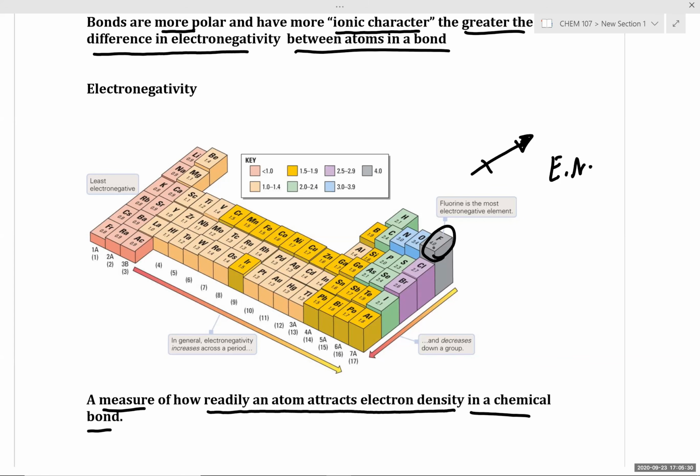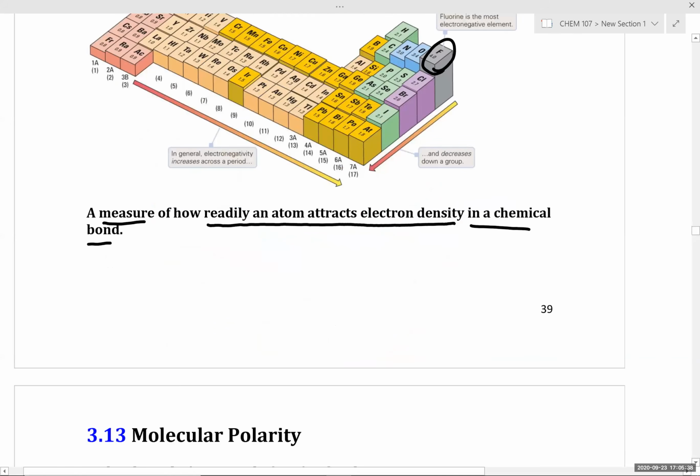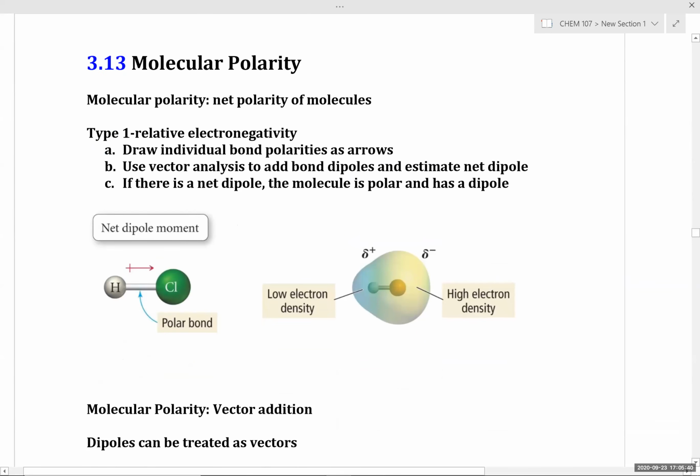So, with that established, let's now take this idea of bond polarity and apply it to molecular polarity. Molecular polarity is the net polarity of your molecule. Type 1 molecular polarity is based on relative electronegativity. So we draw our individual bond polarities as arrows, and then we use what's known as vector analysis to add our bond dipoles and estimate our net dipole. If there is a net dipole, the molecule is polar.